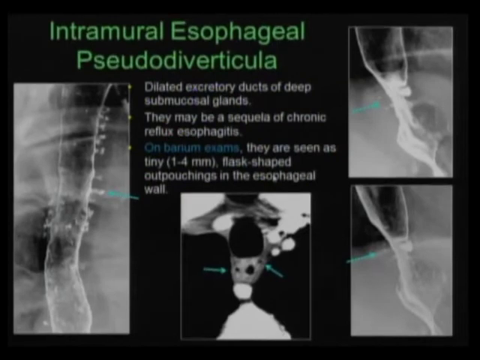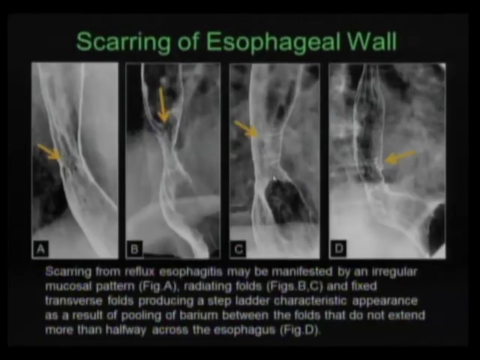Okay, like here. Here you have a stricture due to reflux esophagitis, okay, with sacculation. And you can see here, this is the same patient, the intramural esophageal pseudodiverticula. They are due to the contrast going inside the dilated excretory ducts of the deep mucosal glands. You can see sometimes on CT, it's not frequent, but you can see the wall of the esophagus, and you can see these tiny diverticula inside the wall. So sometimes it's possible to see them on CT.